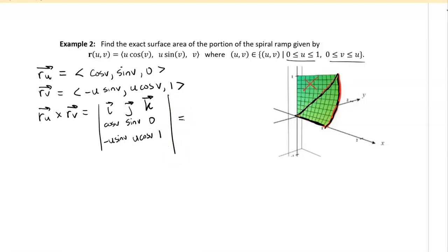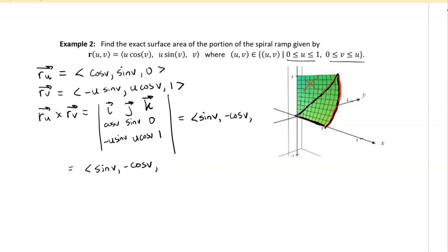And that cross product is going to be sine of V minus 0, we're going to have 0 minus cosine of V, so we're going to have a negative cosine of V. Let's write this underneath, my bad. Sine of V, negative cosine of V.